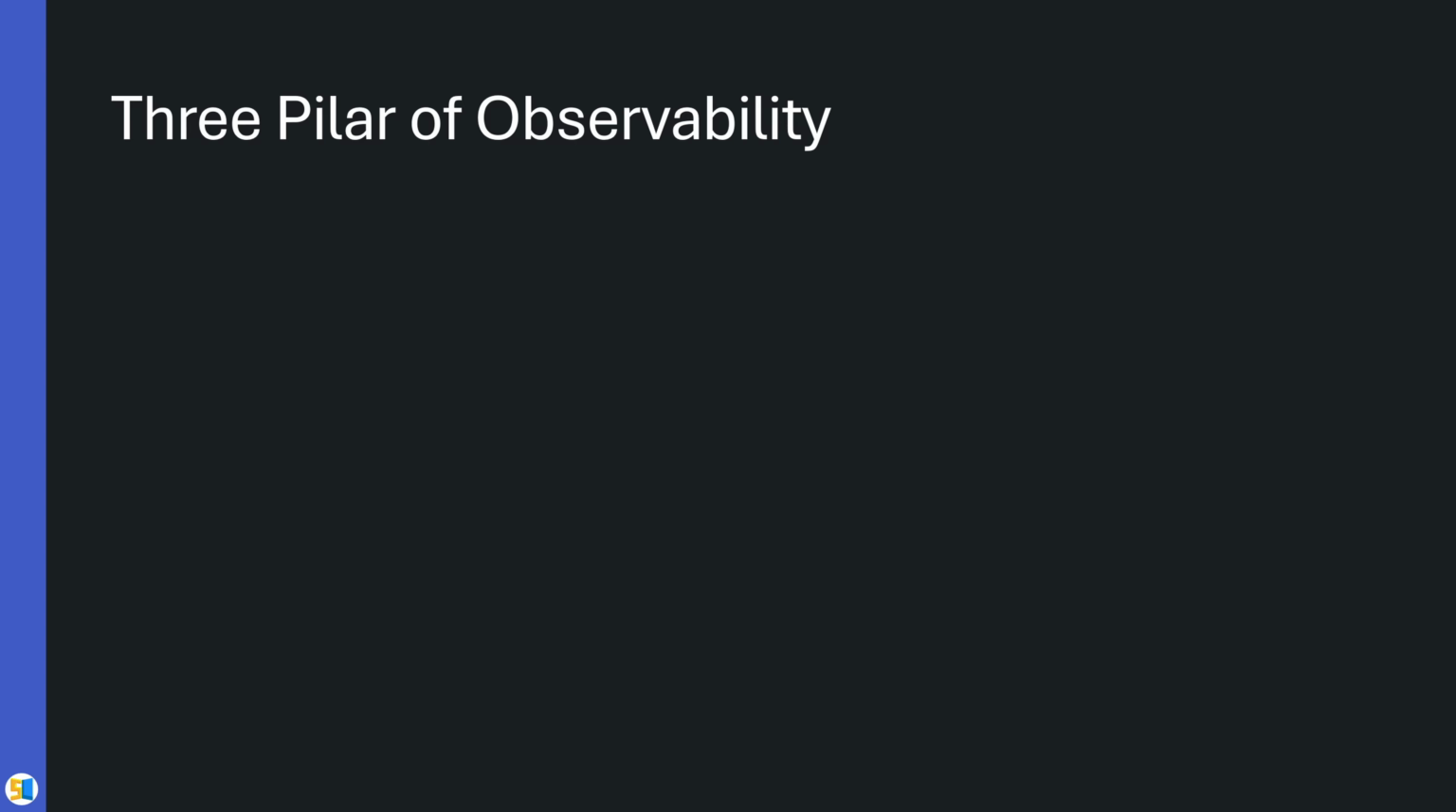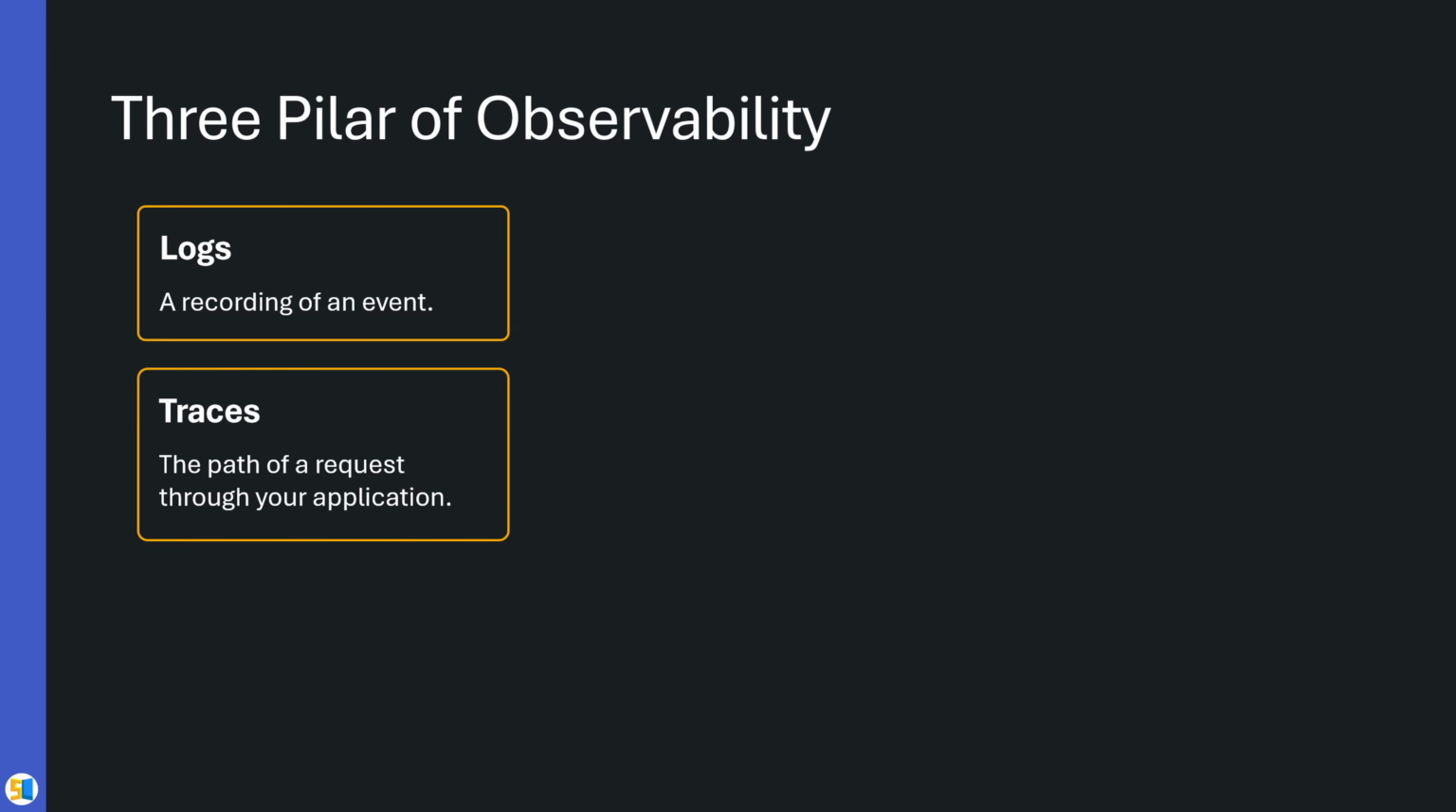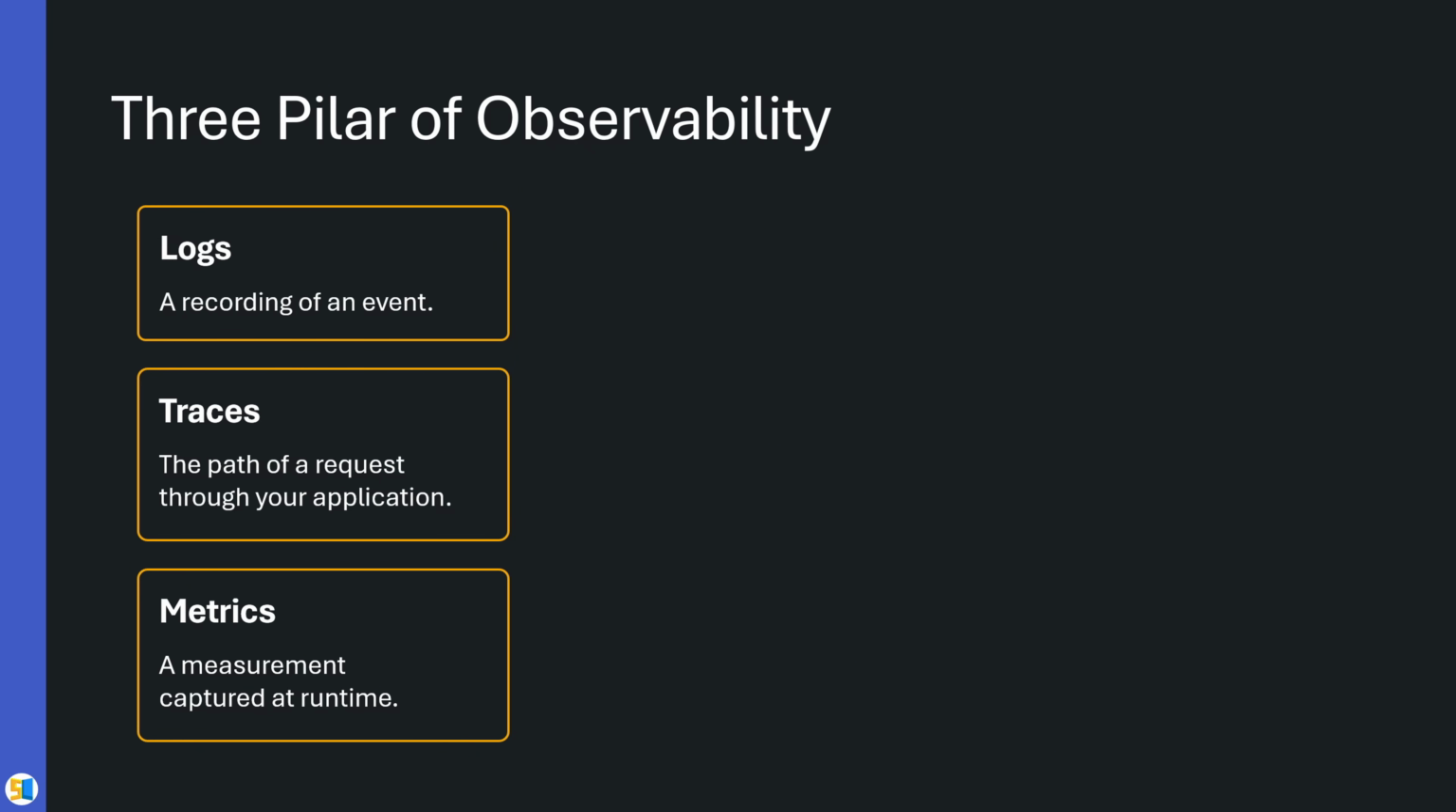And speaking of observability, usually there are three pillars of it. The first one is logs, which is a recording of an event. The second one is traces, which is the path of a request through your applications. And the third one is metrics, a measurement captured at runtime.